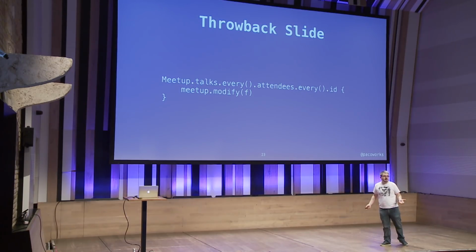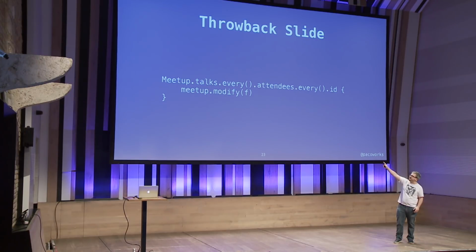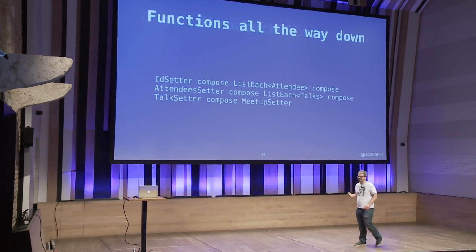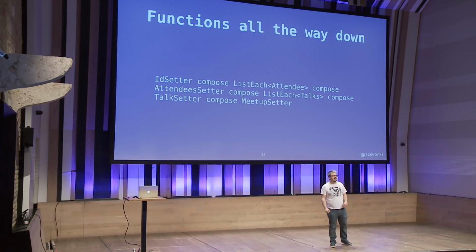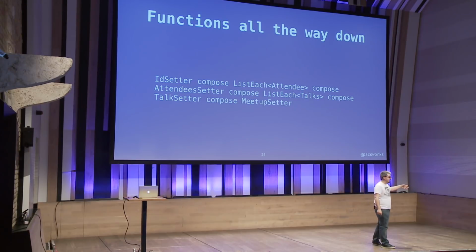So we're going to do a throwback slide. It's the same one as before, meetup talks. Every single one of the talks, because it's a list, attendees, every single one of the attendees because it's a list. So each one of these is actually something as simple as function composition. It's functions all the way. So you have something that is called an ID setter.